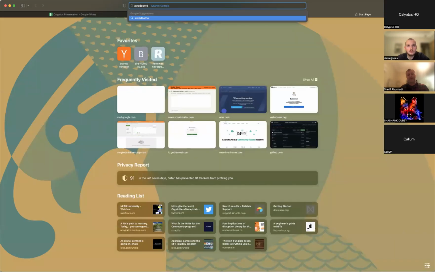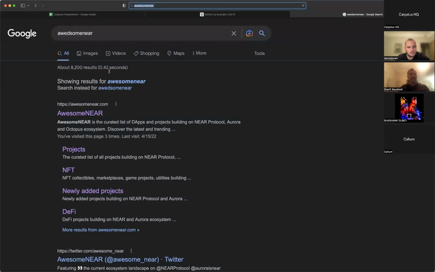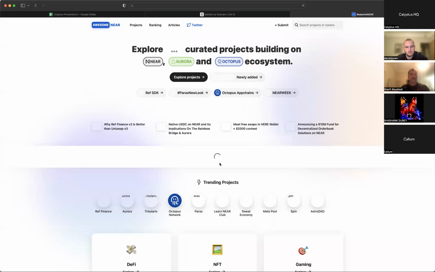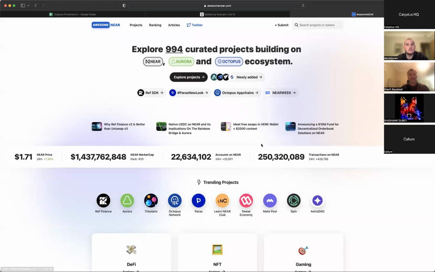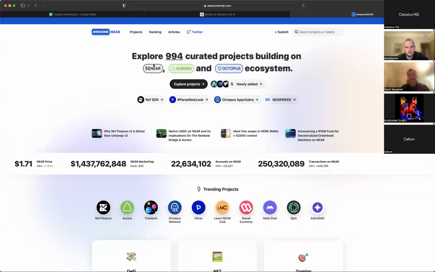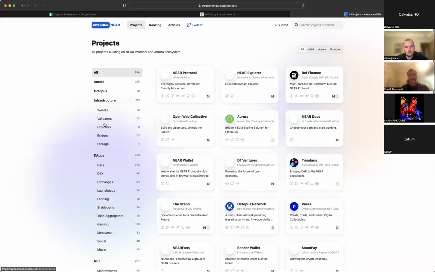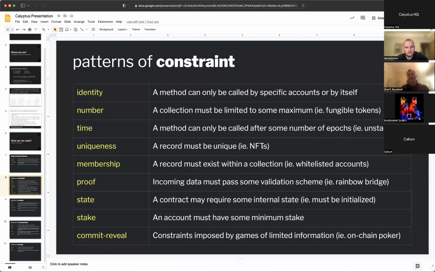I'm also familiar with Awesome Near, a website that has about 1,000 projects on Near. There are a lot of these things that you'll find categorized and structured like that. So I would encourage you to go and look for them, because it's quite useful to see what else people have built.